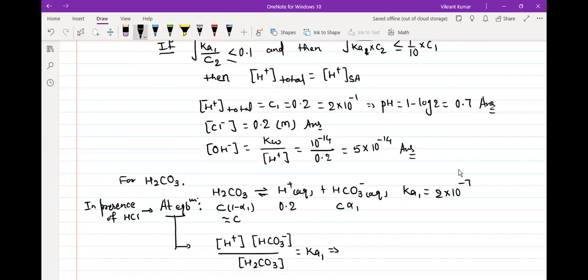And that's why if I have to calculate HCO3 minus, we'll be putting K1, which is 2 into 10 raised to minus 7. H2CO3 का concentration was 0.1 upon H plus is 0.2, and that's why it is coming 10 raised to minus 7. And that gives you idea कि कितना ज़्यादा suppress हो चुका है. Is it okay?